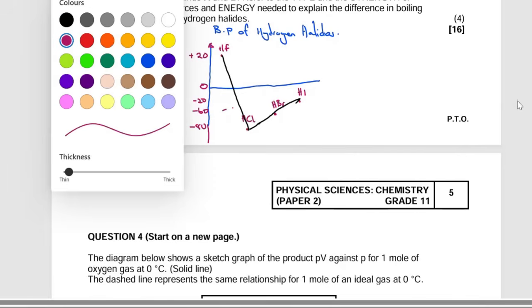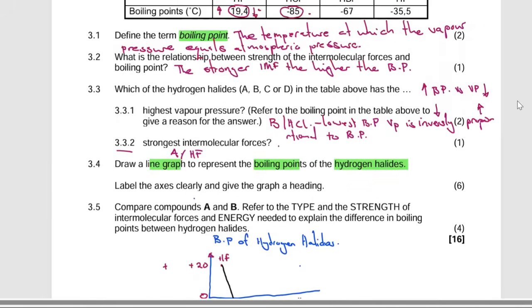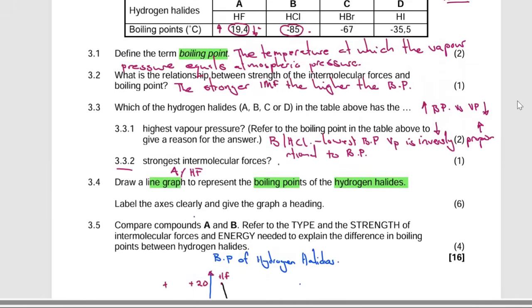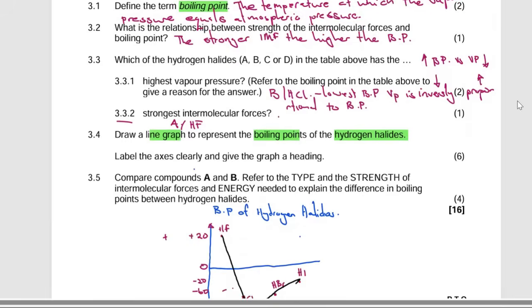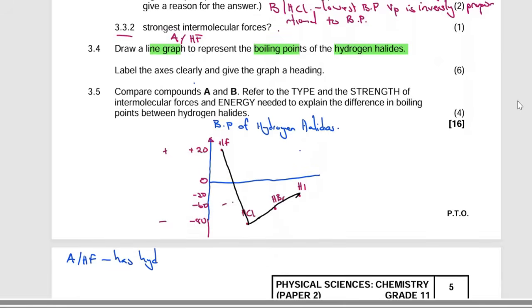So the first one that I'm going to mention is going to be our hydrogen halide, which is our A, or HF, right? So HF there at the top, the one that has the highest boiling point, which is our hydrogen halide A. So I'm going to say this one has got hydrogen bonds. So HF has hydrogen bonds, right?